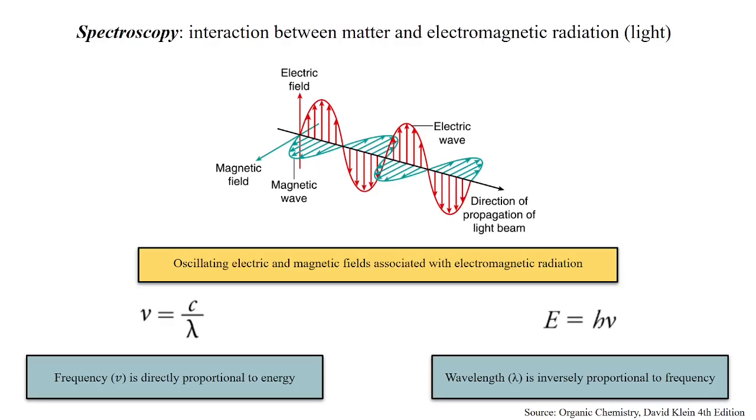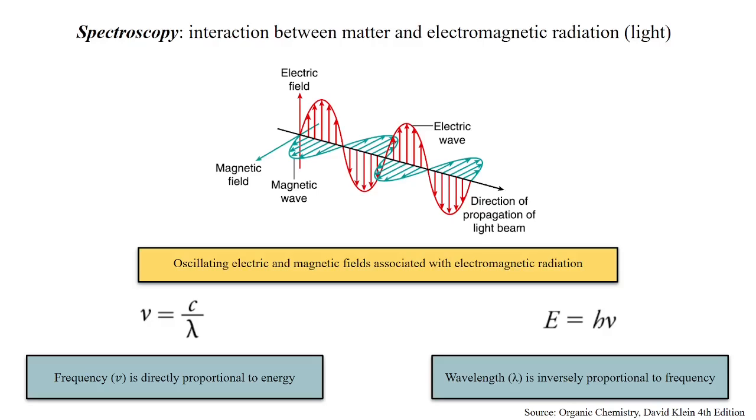So to kind of start off, spectroscopy is the interaction between matter and electromagnetic radiation, or otherwise known as light. And light contains both wave-like and particle-like properties, allowing it to be viewed as both a wave and a particle. If you view light as a wave, it has perpendicular oscillating magnetic and electric fields, and there are two main characteristics in waves. There are both wavelength and frequency.